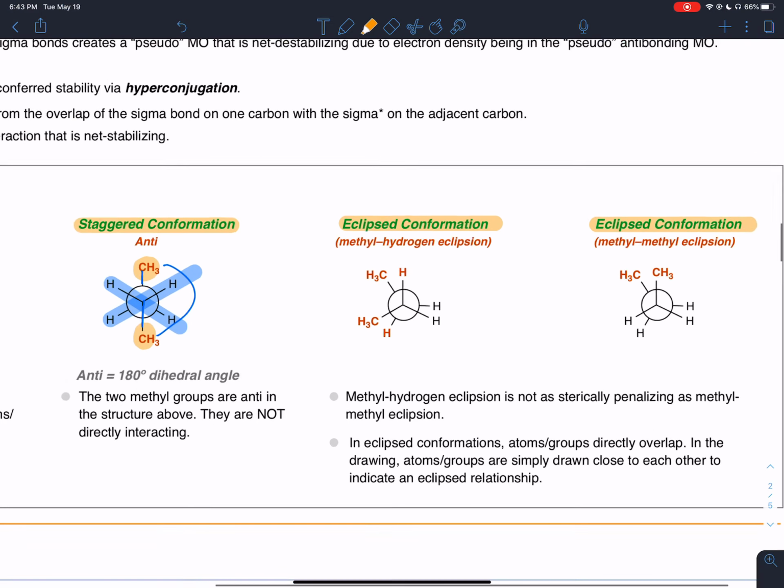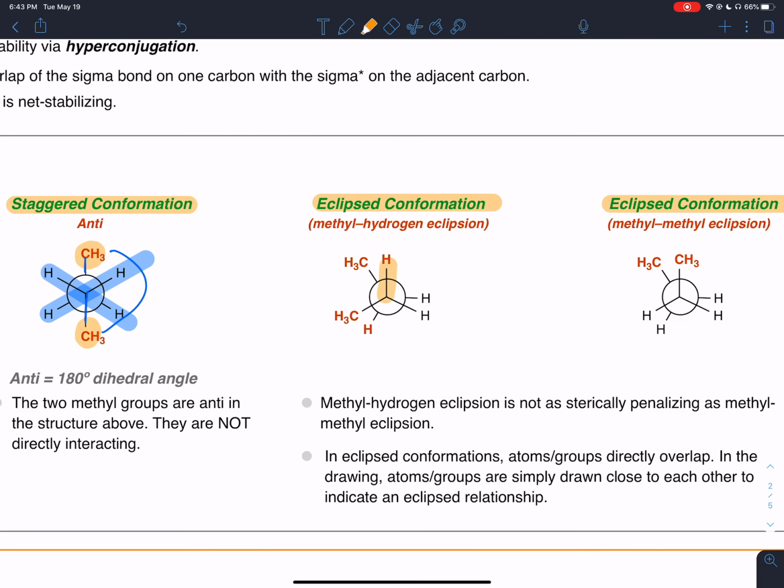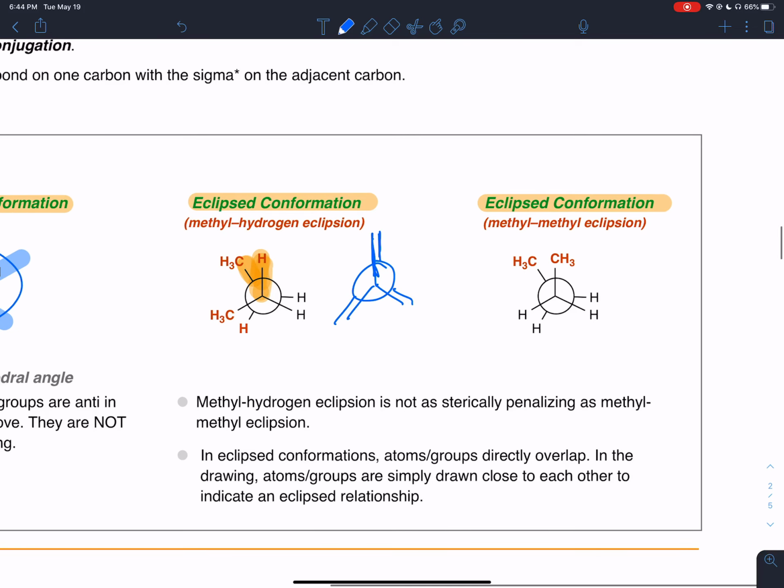Okay, but the idea here is that these groups, their bonds are perfectly eclipsing. Now we draw them very close together, but the idea is they're actually perfectly eclipsing. If you were to look at, say, a Newman without those groups drawn in, they are perfectly eclipsing, just like the sun can be eclipsed, okay? So we have different types of eclipsion. You could have methyl hydrogen eclipsion, or you could have methyl-methyl eclipsion. And the idea is in these conformations, we have different energy.